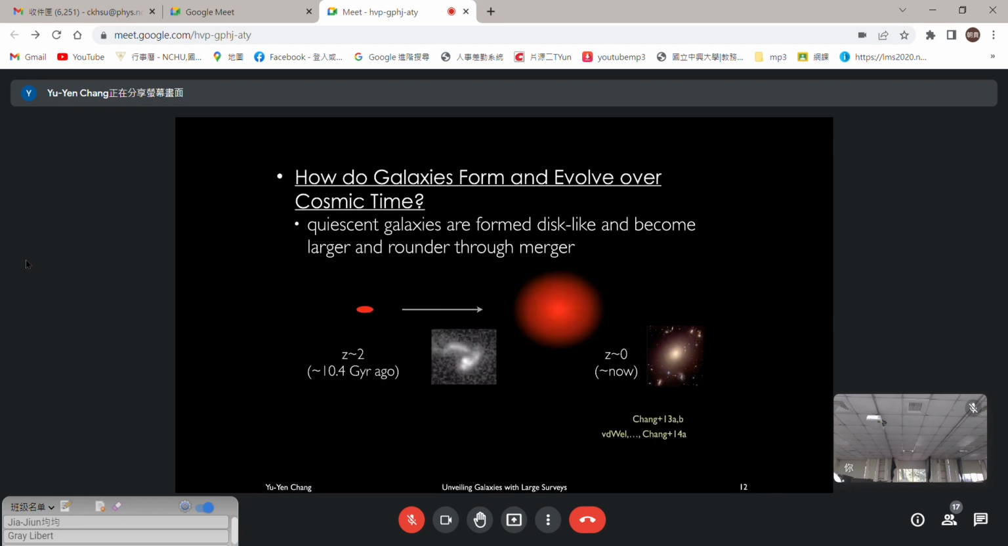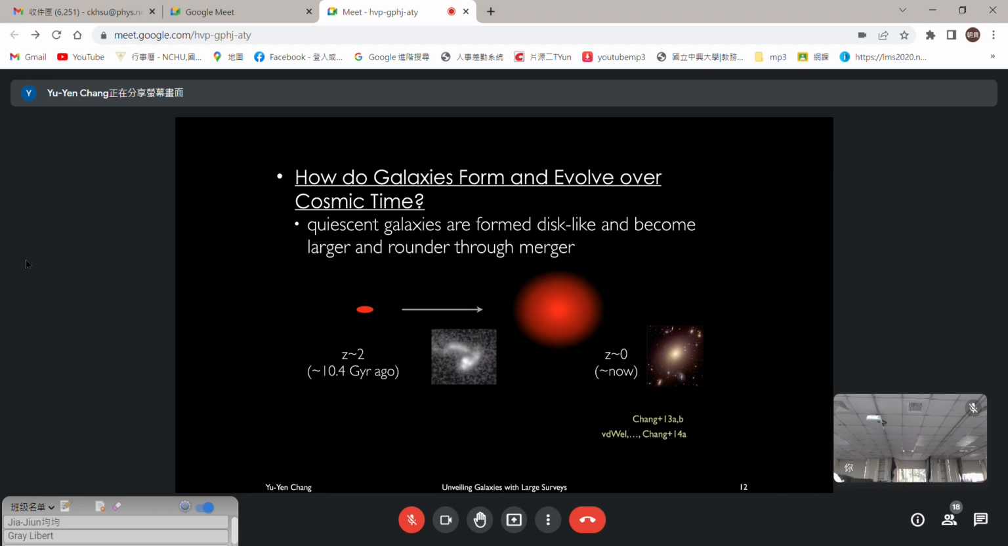So with the above results, we are able to answer how do galaxies form and evolve over cosmic time. Because in the past, galaxies are much smaller, flatter and more compact, it is possible that quiescent galaxies formed disk-like and become larger and rounder through galaxy mergers.